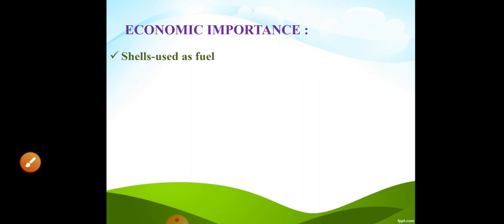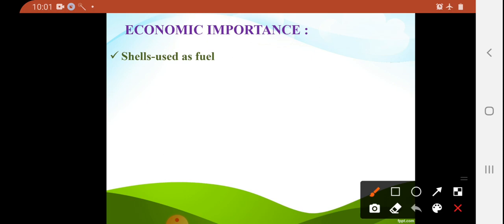Next importance of this crop, shells. After removal of kernels or seeds, grains from the pods, the remaining part, that is shell, is used as a fuel, especially in rural areas.